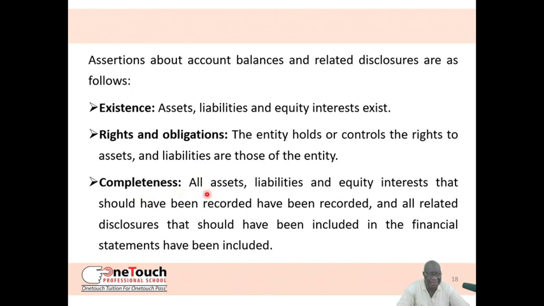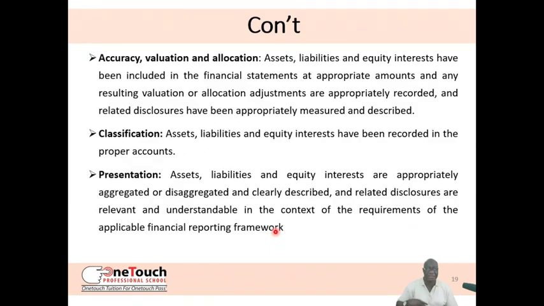Completeness, as I discussed already: all assets, liabilities, equity interest, and so forth have been recorded, and all related disclosures that should have been included in the financial statements have been included. So what they say is that it's complete. All liabilities, all assets, and equity interest are complete, meaning that they didn't jump over any assets. They didn't jump over any liabilities. So everything is captured, and it is your duty to look around to see if you can find out all the assets, if they are there and they are complete, or they have removed some of them, or they have added something which is not supposed to be added. That is your job as an auditor.